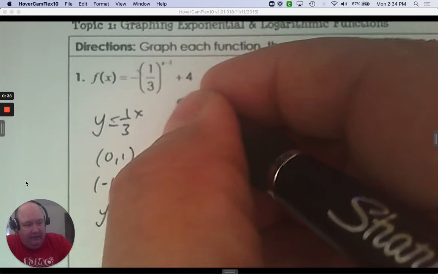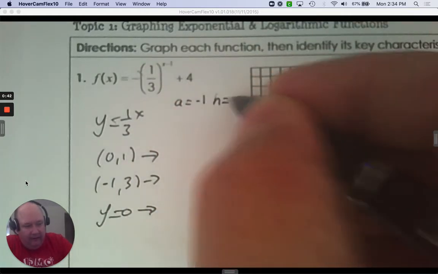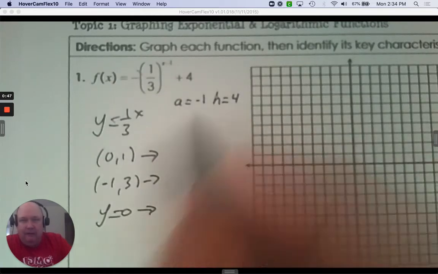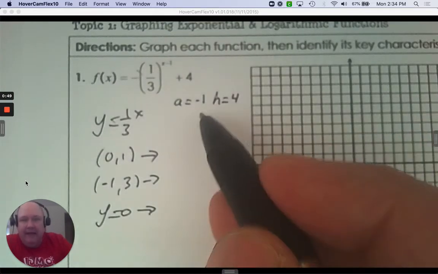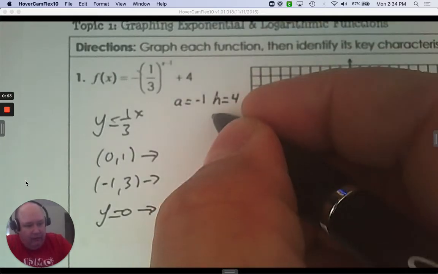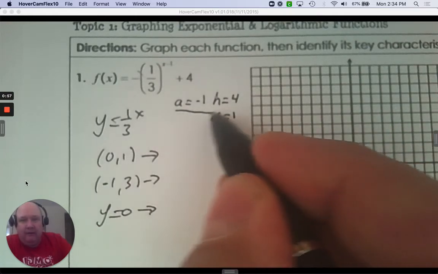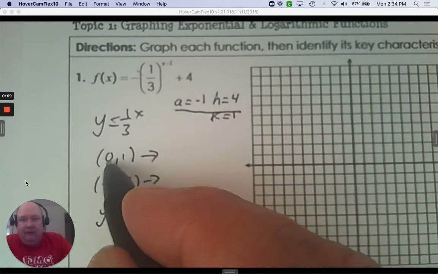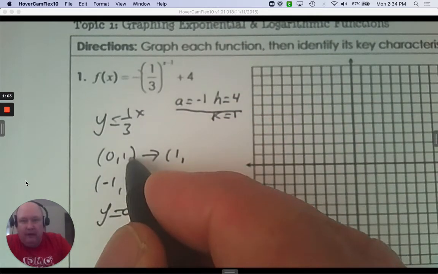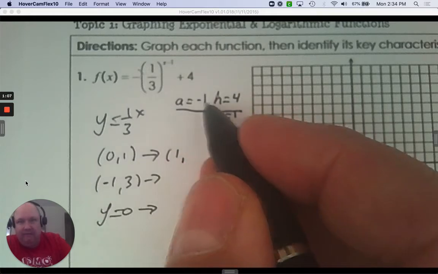So a, in this case, is -1. H also affects the y coordinate. So the y coordinate is going to be changed using both a and h. K is +1. That one affects the x coordinate. So to each x coordinate, I'm going to add 1. To the y coordinate, I'm going to go times -1. That's a reflection, plus 4.